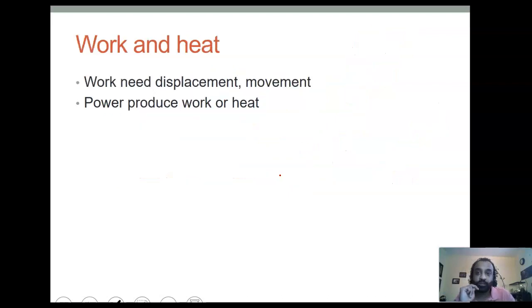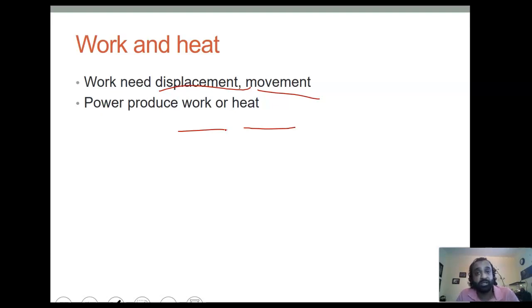Okay. Work and heat. Work needs displacement. To do work, you need to move one thing from another. That's work. When the piston moves from bottom to top, it did some work. So work has to do with displacement and movement. And power is how we spend that energy to do work or produce heat. So an engine's power in a car is based on how much displacement it does, how much work, how much torque it gives you. That's how we measure that engine's power.